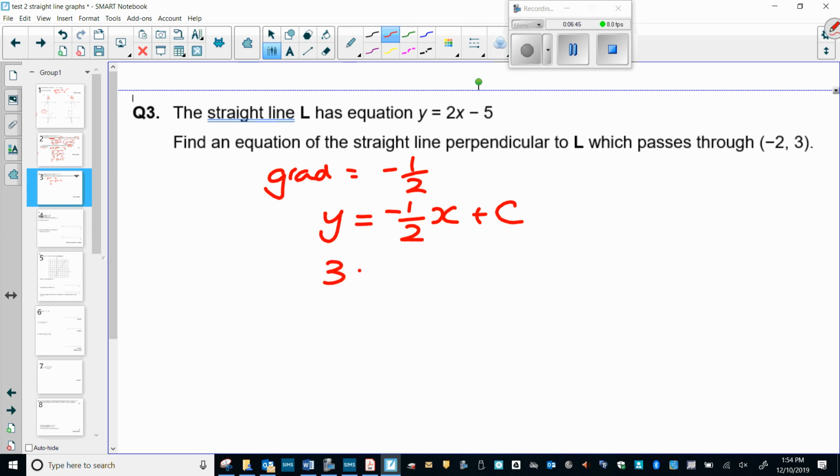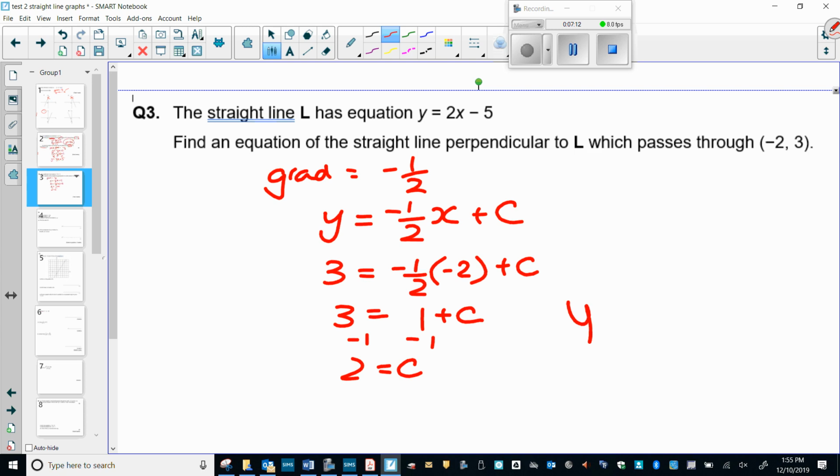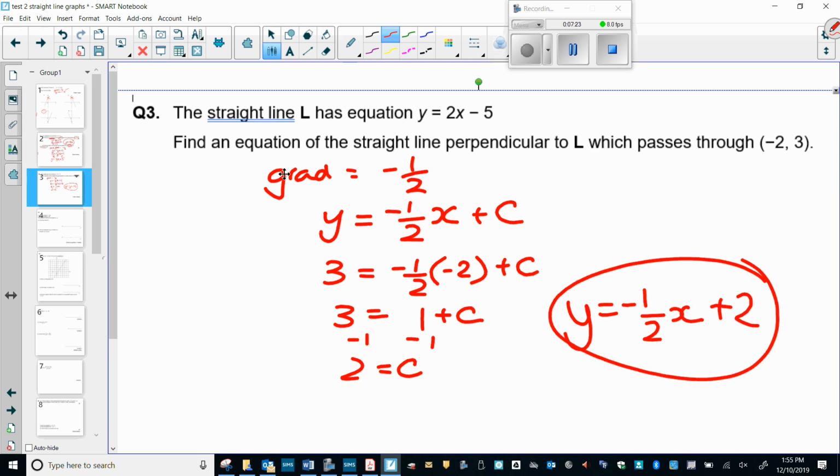3 equals negative 1/2 times negative 2 plus c. So what's negative 1/2 times negative 2? Negative 1. Careful. Negative times a negative. Positive 1. Okay. So 3 equals 1 plus c. Subtract the 1, subtract the 1. c equals 2. So our equation is y equals negative 1/2 x plus 2. Okay. Happy with that?